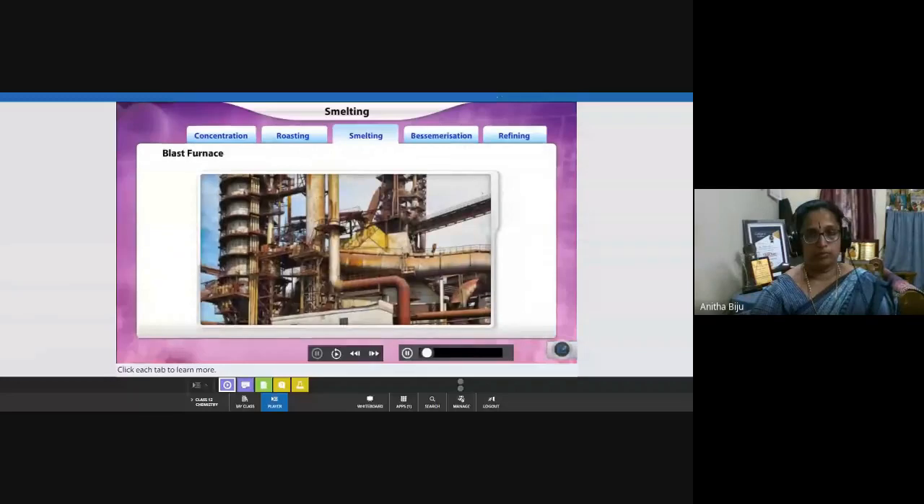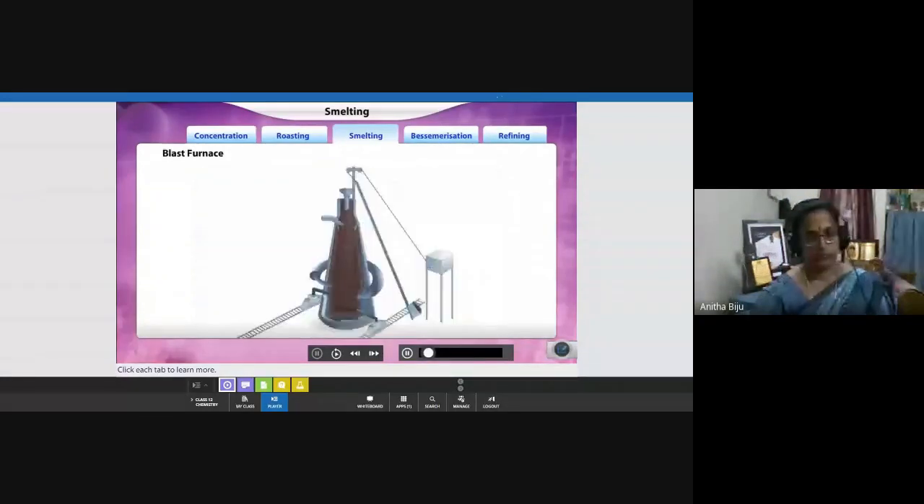The modern blast furnace is water jacketed throughout. It is made up of steel and is lined by refractory bricks. It has outlets for waste gases at the top. A mixture of roasted ore, sand and coke is... Write down this charge. Roasted ore plus coke plus sand.